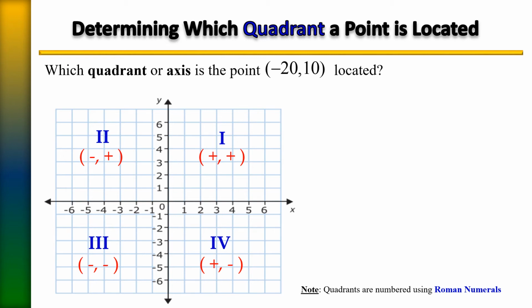We were asked which quadrant or axis is the point (-2, 10). Well, you're not even looking at the fact that you have these large numbers, which really are not even on this particular graph. What you're looking at is that your first number, the x value, is a negative, and the y value is a positive, which means that it has to be in which quadrant? That is correct. It would be in quadrant two, because you have a negative and a positive, so therefore, it has to be in quadrant two.